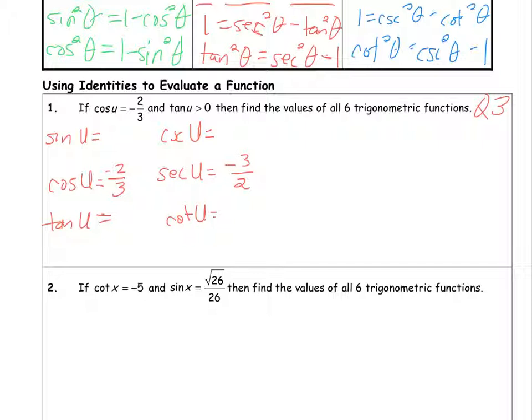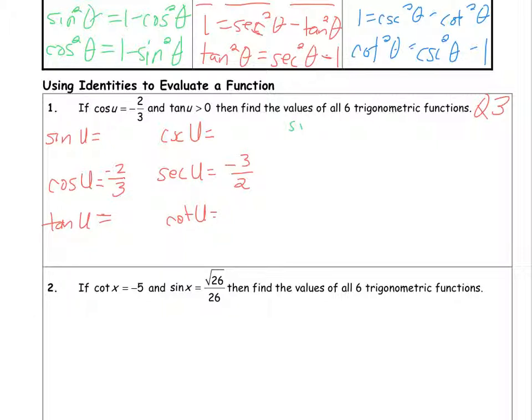How do I find the other ones? Well, you've got a couple different ways to approach this. Just use the identities from above. We know that sine squared of u plus cosine squared of u equals 1. So we could go ahead and plug that in and have fun times there. That would give us sine, which would give us cosecant. We still don't have tangent, though. Well, let's do it one step at a time.